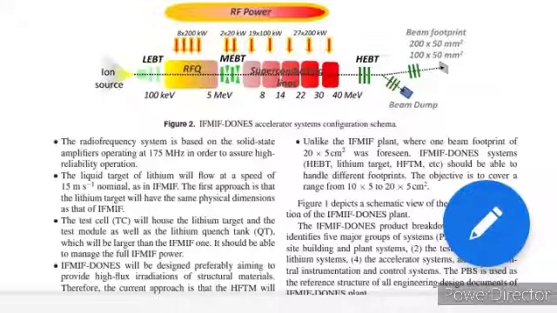A CW 140 mA deuterium beam is produced and extracted from an electron cyclotron resonance ion source at an energy of 100 kV. A low energy beam transport section guides the deuterium beam from the source to a radio frequency quadrupole RFQ system. The RFQ branches the beam and accelerates the full 125 mA current to 5 MeV.